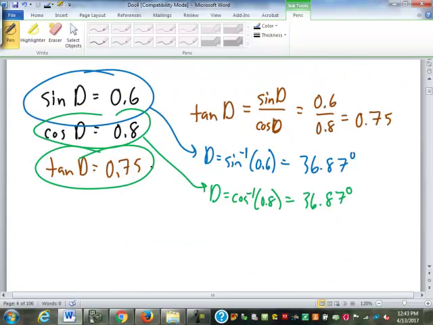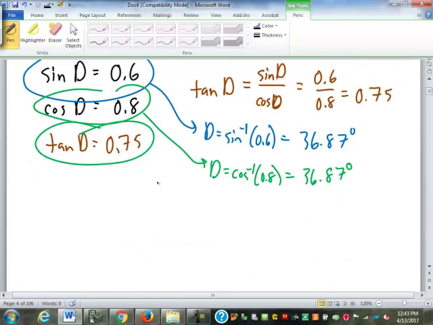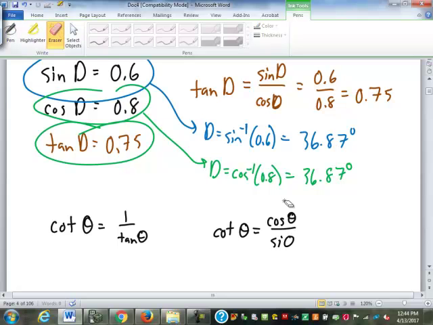So what we have here, of course, there's the alternative to that. Since the cotangent of an angle is the reciprocal of the tangent of an angle, what do you think that means for the cotangent? Instead of being sine over cosine, it is cosine over sine.